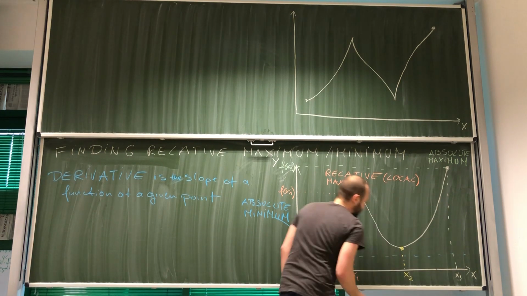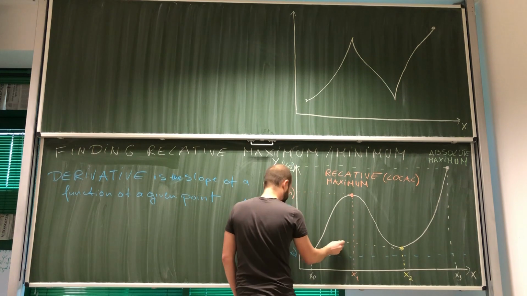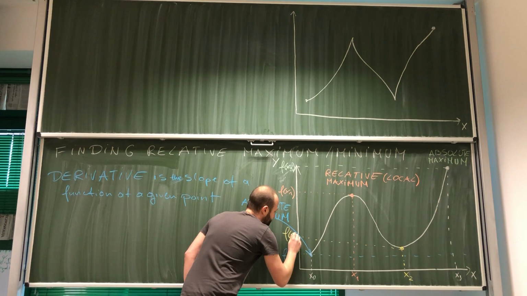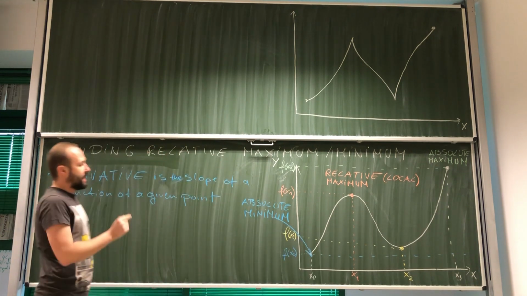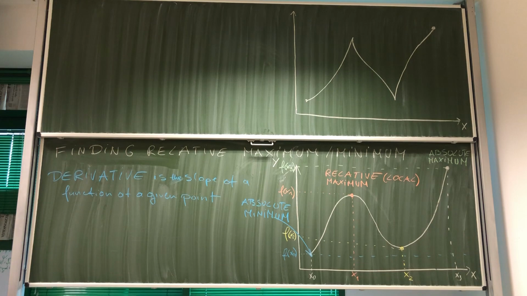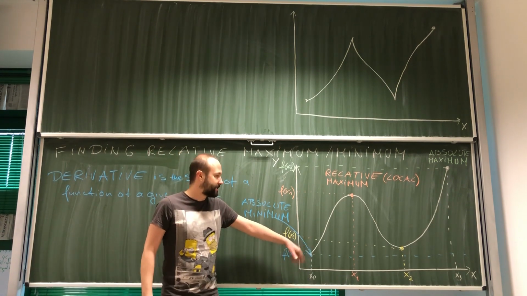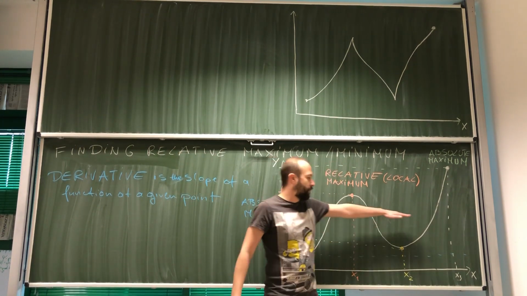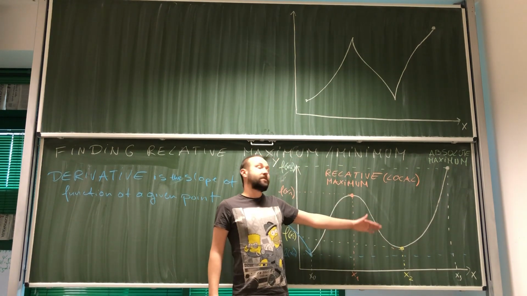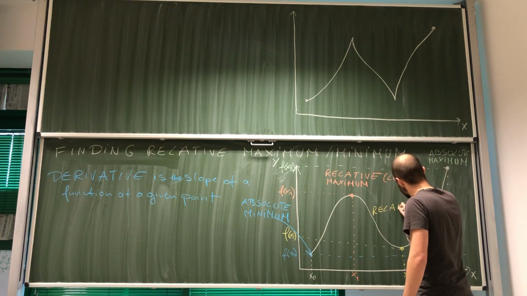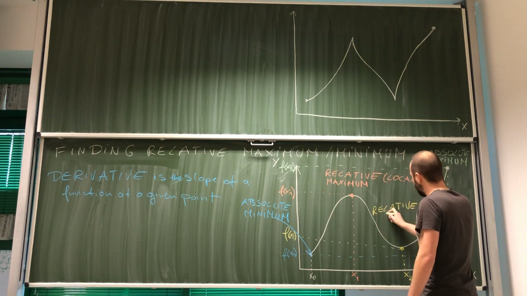And now you probably can guess that the last point of interest is this point. When x is equal to x2, the value of the function is equal to f of x2. What is so specific about this point? This point is definitely not the lowest, but it is the lowest point in this neighborhood. So we're going to call this point relative or local minimum.